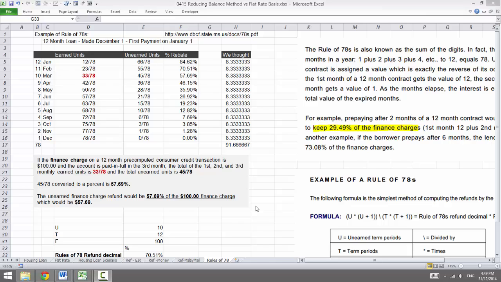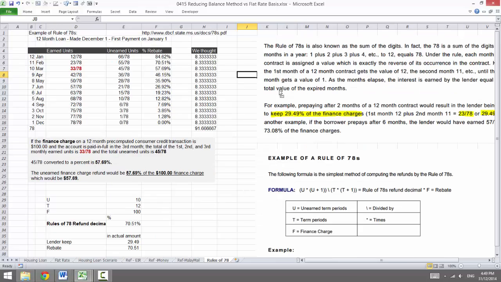Hi, today I would like to share with you what I learned about the rule of 78. I do not own this knowledge. It is taken from DBCF, this website, and it explained here very clearly. So I'm just attempting to see if I do it in Excel, would it be easier for me to understand?